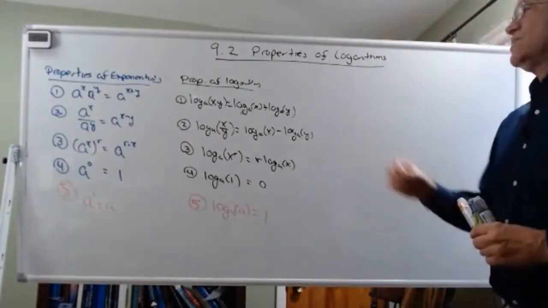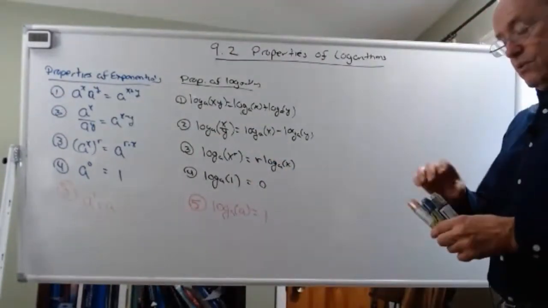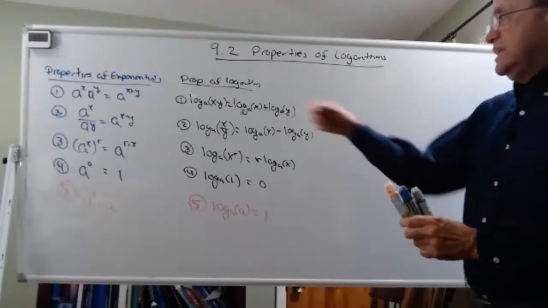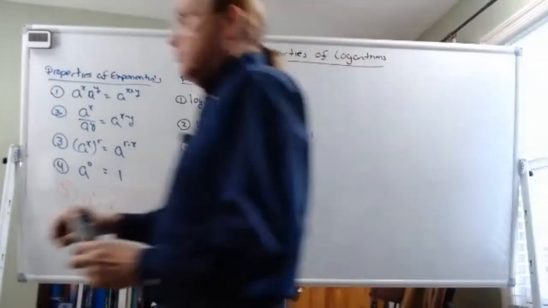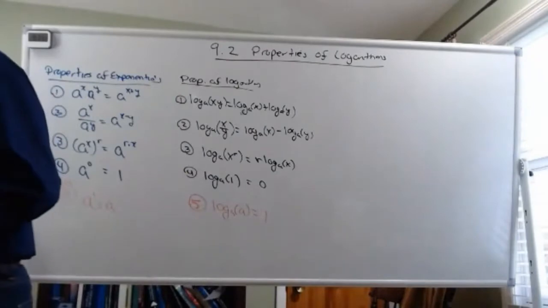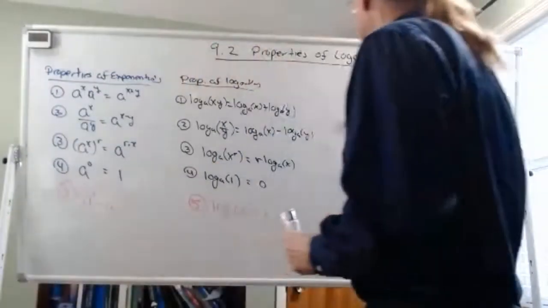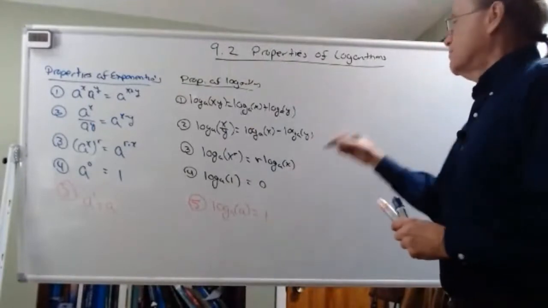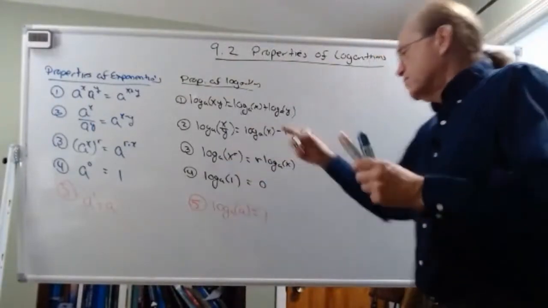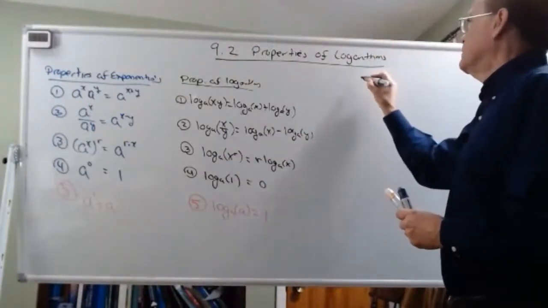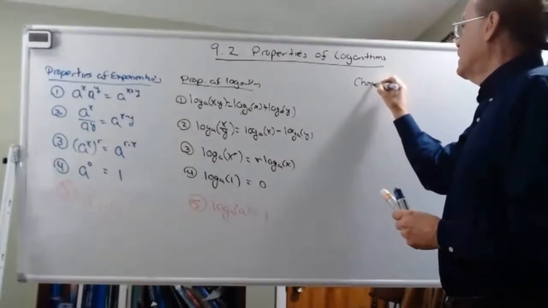And there's one additional rule that we have, and I'm going to use these rules to prove that rule, and that rule is called the change of base rule, if you will. So let's take a look at the last rule over here. Really, we'll call it rule 5, 6 or something. It's the change of base rule.